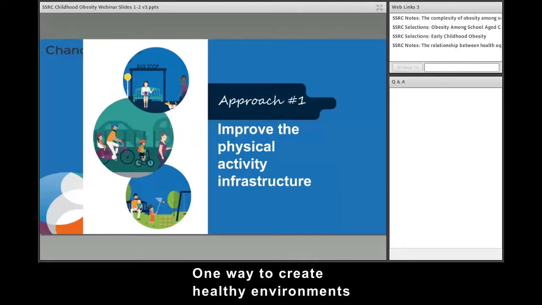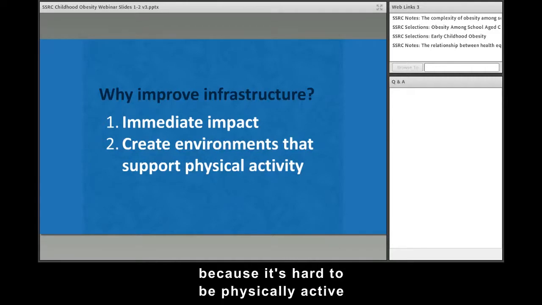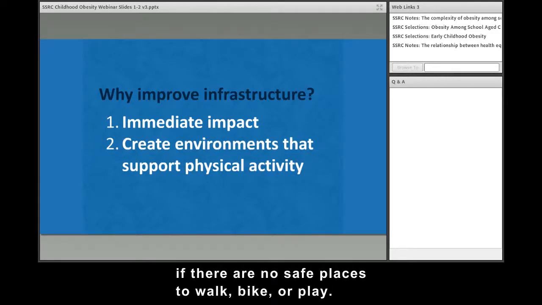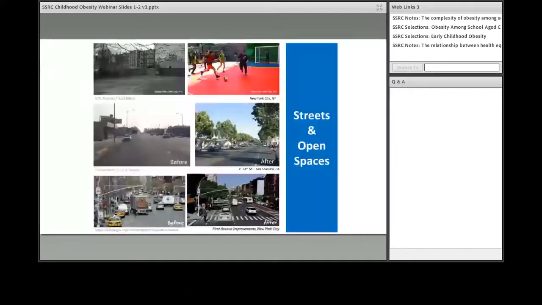One way to create healthy environments is to improve the physical activity infrastructure itself, because it's hard to be physically active if there are no safe places to walk, bike, or play. Projects that improve this infrastructure have an immediate impact by creating environments that support physical activity.